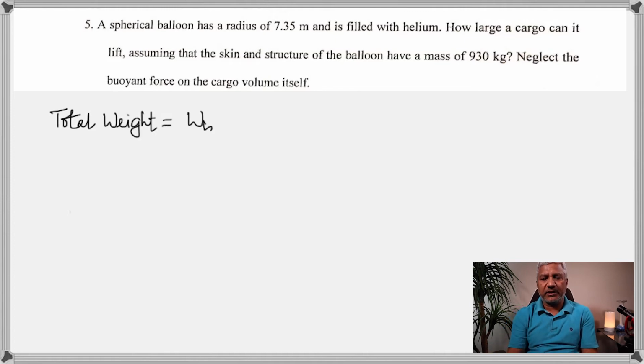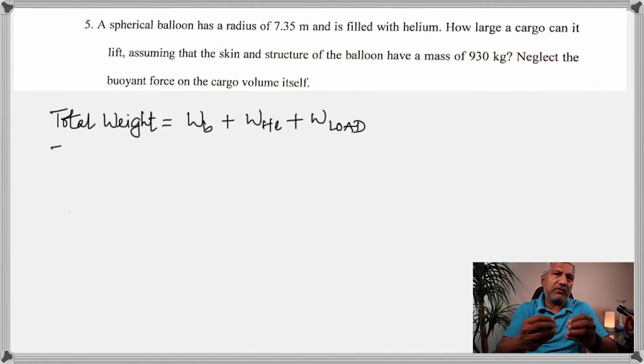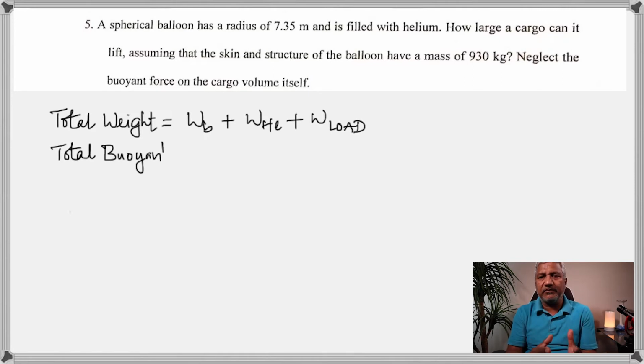The total weight is the weight of the balloon, which is the skin and the structure, plus the weight of helium, plus the weight of the cargo or the load. Now, weight of the balloon is given. So we have to calculate the weight of helium, and of course from that figure out the weight of the load. And then we have to set this equal to the total buoyant force.